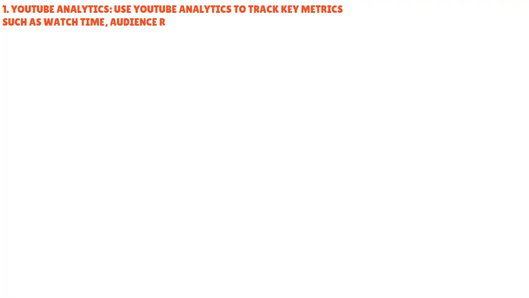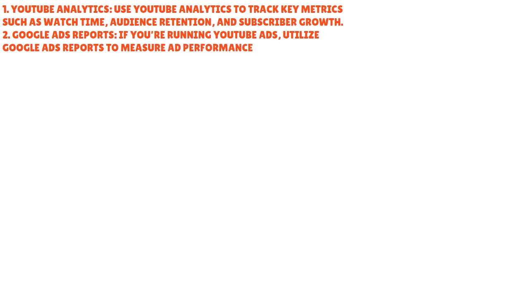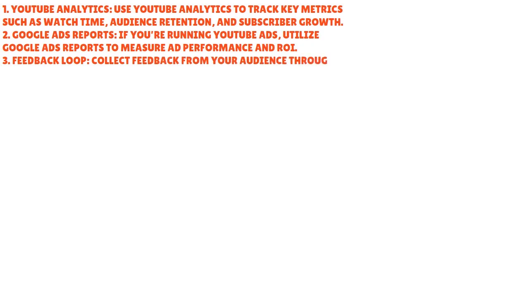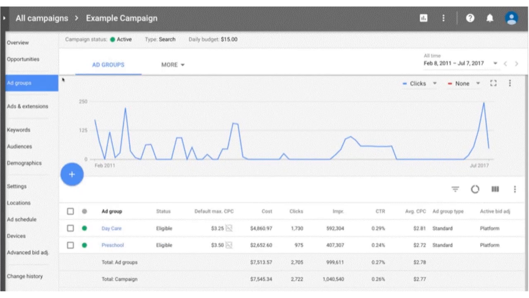So for YouTube Analytics, you have a lot of granularity. Use YouTube Analytics to track, for instance, key metrics such as watch time, audience retention, and subscriber growth. For Google Ads reports, if you are running YouTube ads, utilize Google Ads reports to measure ad performance and ROI. And for the feedback loop, collect feedback from your audience through comments and surveys to understand their preferences.